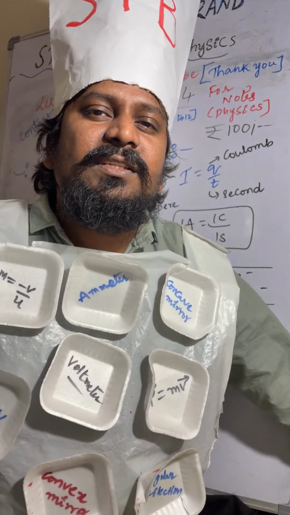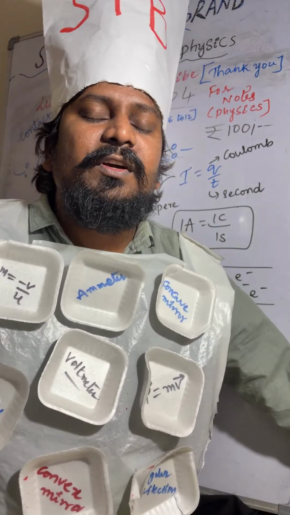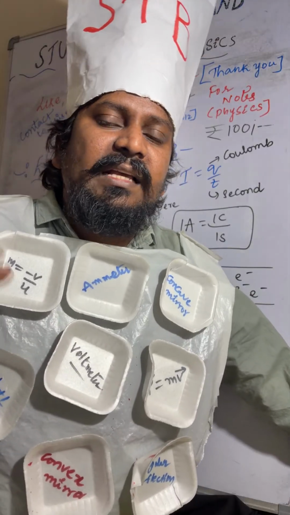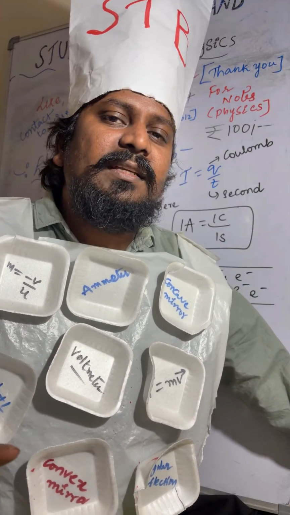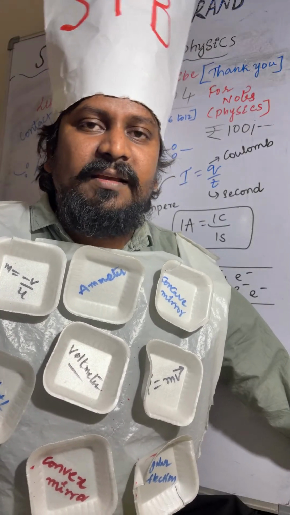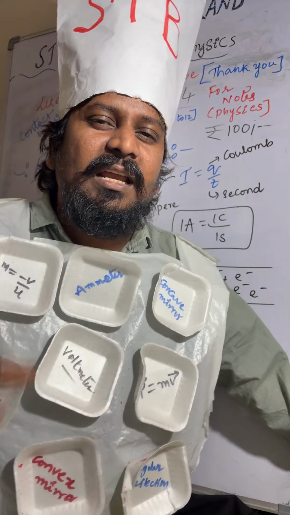So 1 ampere is defined as 1 coulomb of charge flowing through a unit cross-section area per second, which is called electric current. The SI unit of charge is coulomb, the SI unit of current is ampere, and the SI unit of time is second. So that is about electric current.